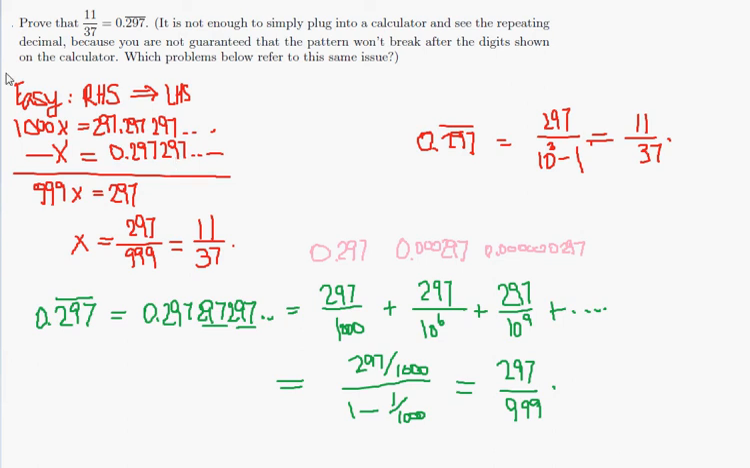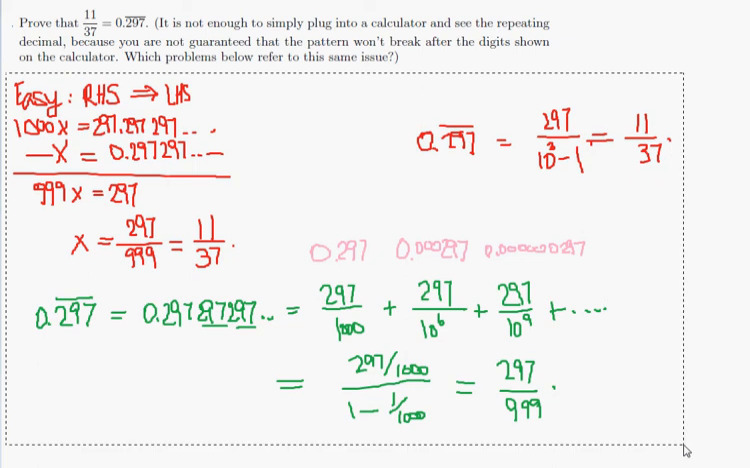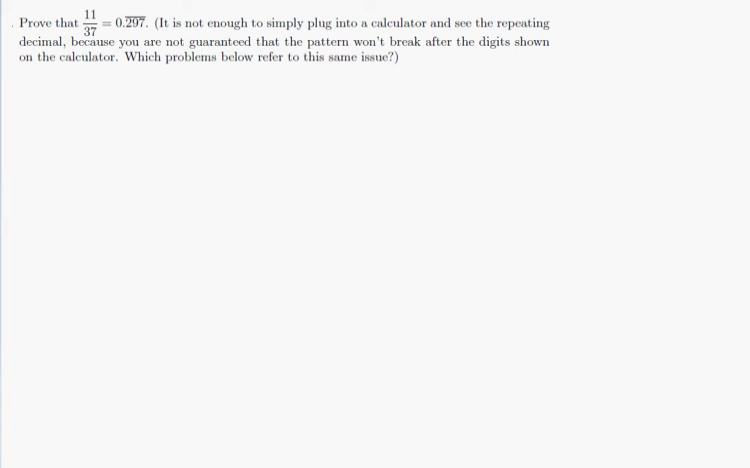So that's the easy way of going about this, going from the right side to the left side. The harder way is going from the left-hand side to the right-hand side.